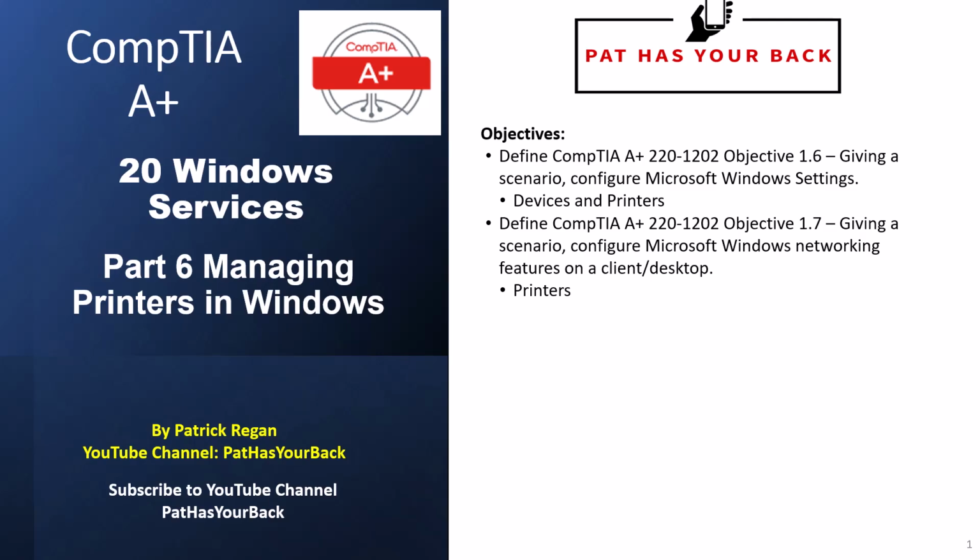In Part 6, Managing Printers in Windows discusses how to install and connect to local printers and network printers for Windows 10 and 11. In addition, it discusses configuring printer properties, managing the print queue, and the print spooler service. As always, stick around for the practice questions at the end to test your knowledge and help you prepare for the A+ exam.